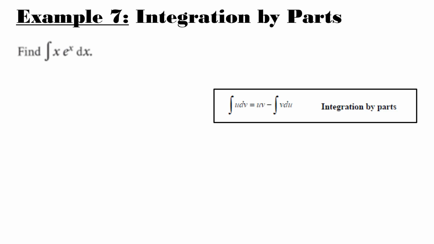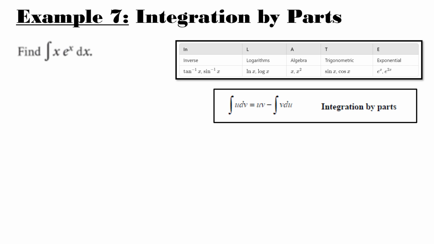To make sure that we apply the formula correctly, we need to think about our INLATE. That is the order. So the two things that we have, an algebraic piece and an exponential, are in the correct order. So then what we have here is the integral of u dv. This is our dv part, and that is our u. So we set that up as u equals x, so du dx equals 1.